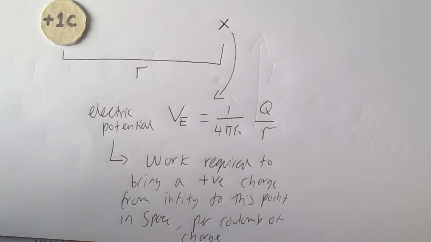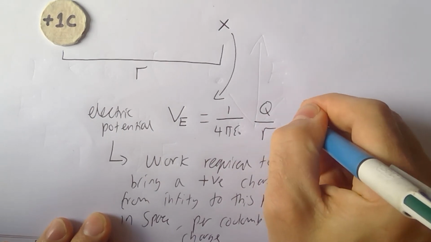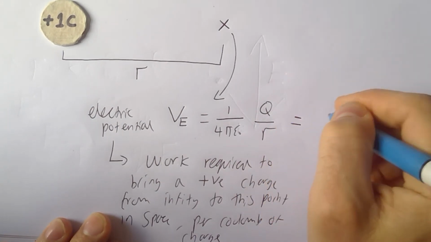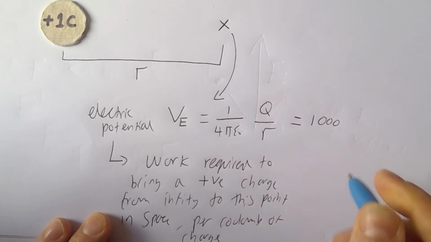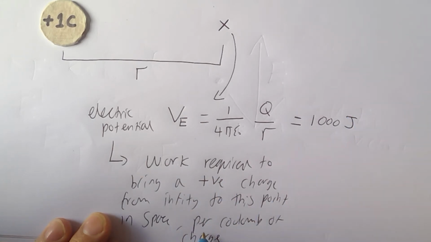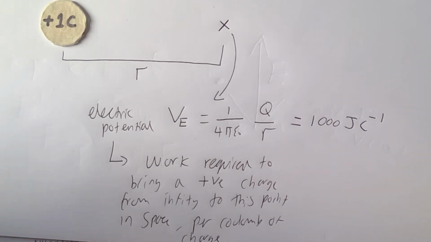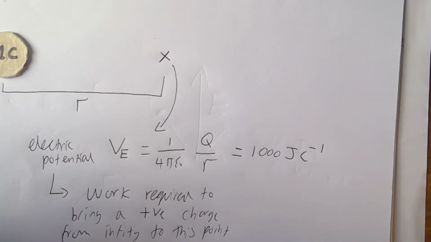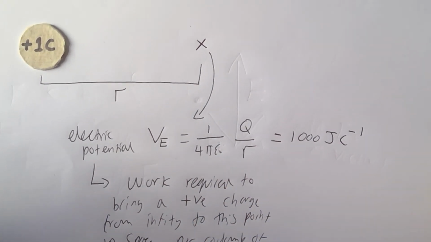So I'll make up a number as an example. Let's just suppose you've plugged in all the different values and you've worked it out, and let's say it's 1000. Let's look at what it is. Work required, joules per coulomb. 1000 joules per coulomb. That tells you that if you have to bring a 1 coulomb charge from infinity and put it there, you'll have done 1000 joules of work.